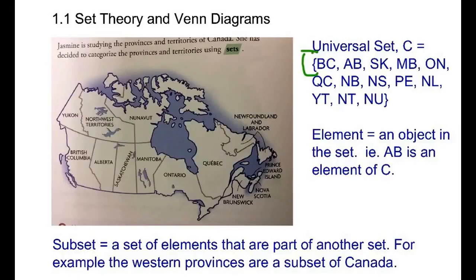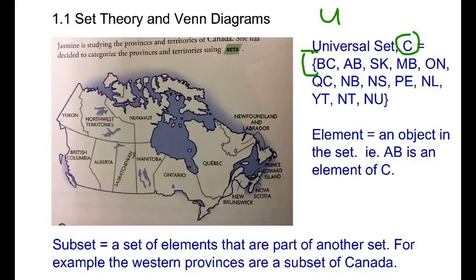You'll see in this case I called it C, just C for Canada, but a lot of times in questions that don't have anything too much to worry about, we just use U for the universal set. So that's the first definition. Elements then are all the parts of that set. In this case, all of our elements would be BC, Alberta, Saskatchewan, and so on. For example, Alberta is an element of our set Canada.